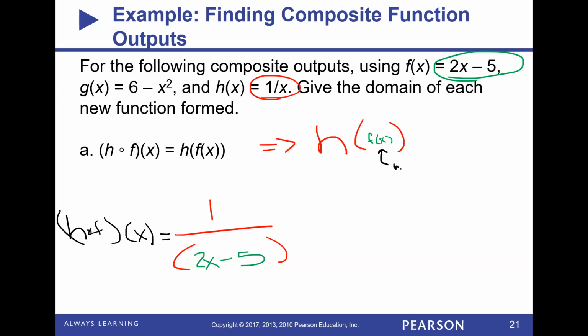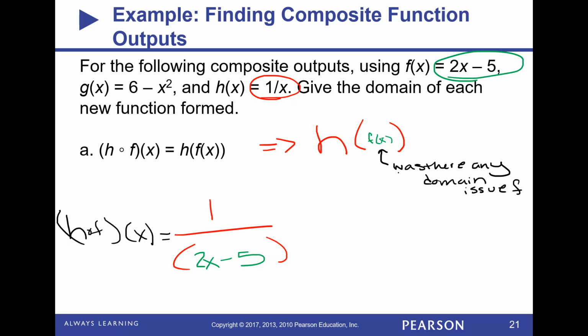Was there a domain issue? Okay, so was there any domain issue to begin with the F function? So I go back up to my F function, and my F function here was basically 2X minus 5. And again, I'm going to ask myself that series of questions. Is X in the bottom of the fraction? No. Is X underneath an even root radical? No. So in the beginning part, there is no issue.